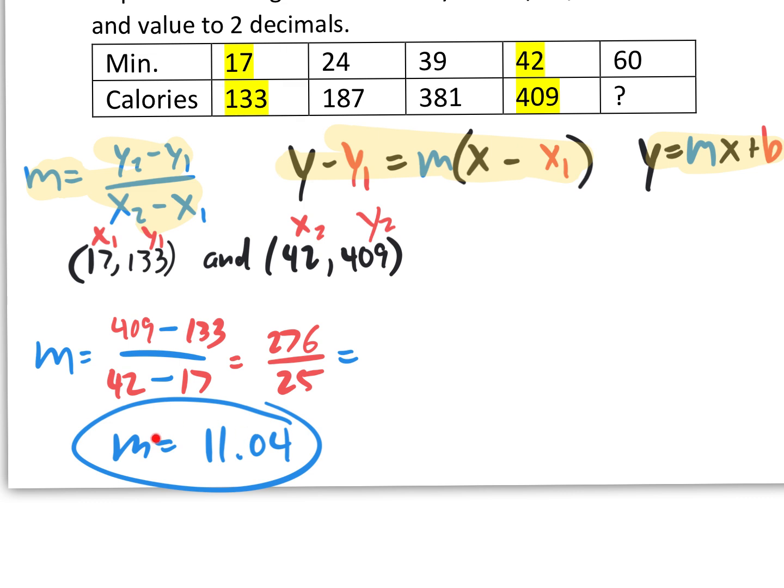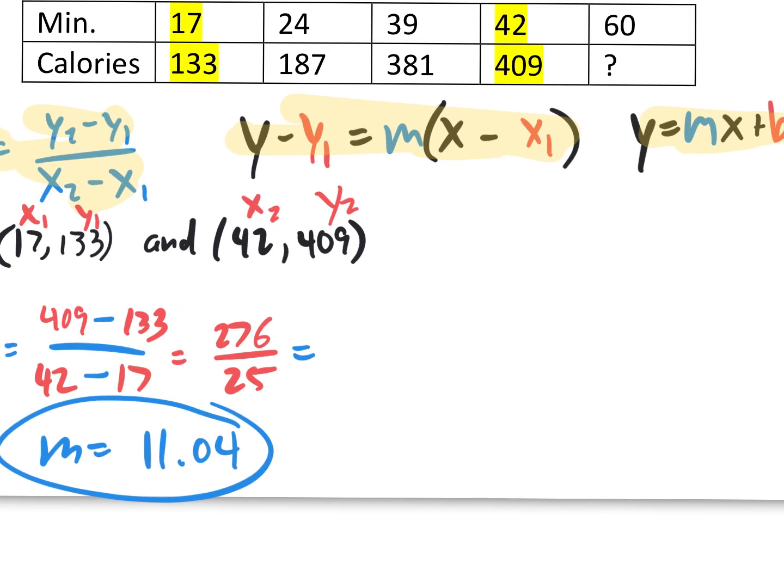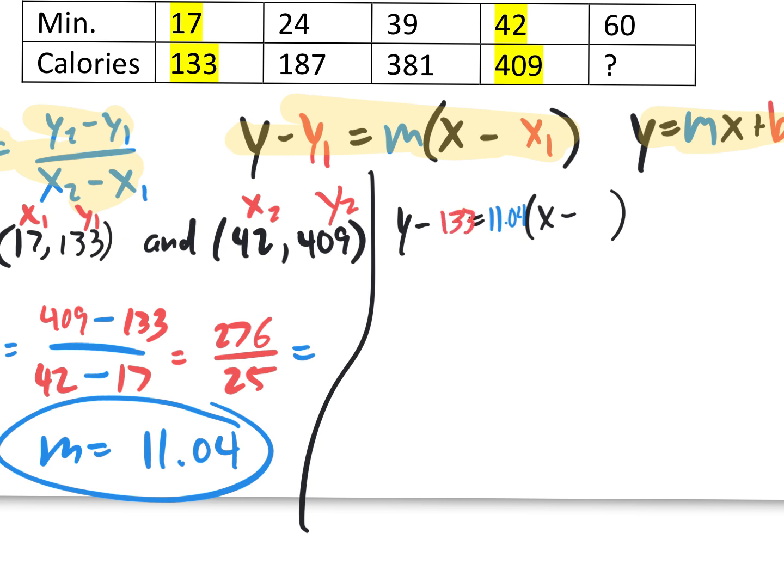But we are now going to use this slope and this point to write it in point slope form. Okay, so here we go. I'm going to rewrite the point slope form. We're running out of space here. y minus y1 equals m parentheses x minus x1. And yes, I'm using blank spots. The m value we just said was 11.04. It's ugly. The y1 value is 133, and the x1 value is 17. So that's in point slope form.